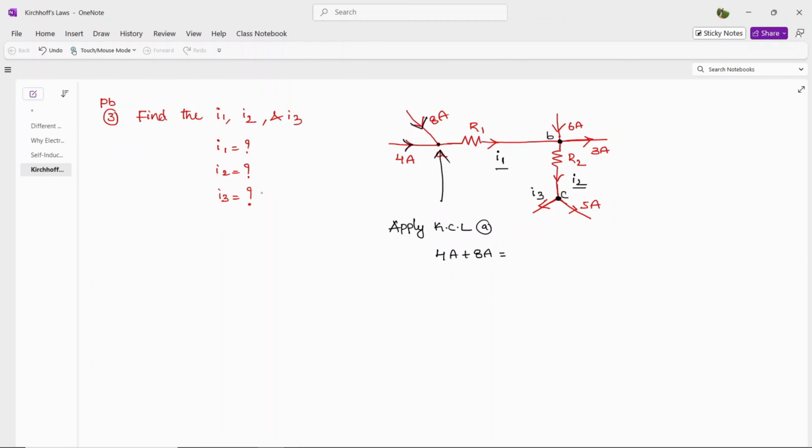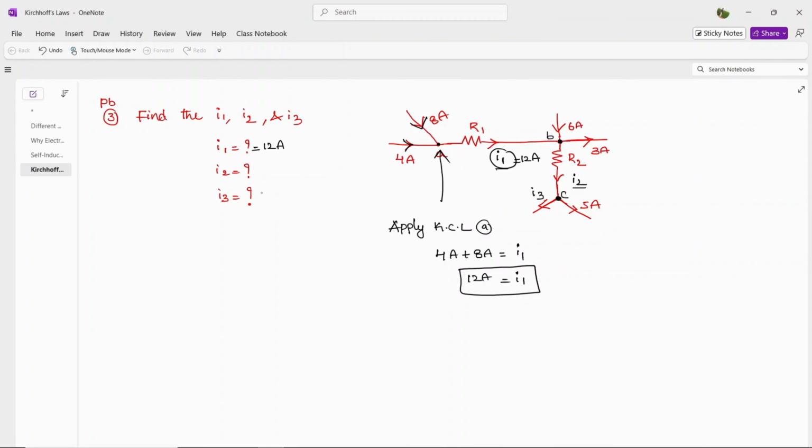What are the leaving currents? The leaving current is I1. Therefore I1 is equal to 8 plus 4, which is nothing but 12 amperes. So we have successfully found the value of I1, which is 12 amperes.